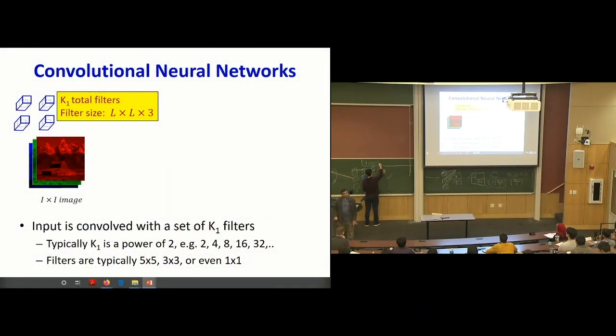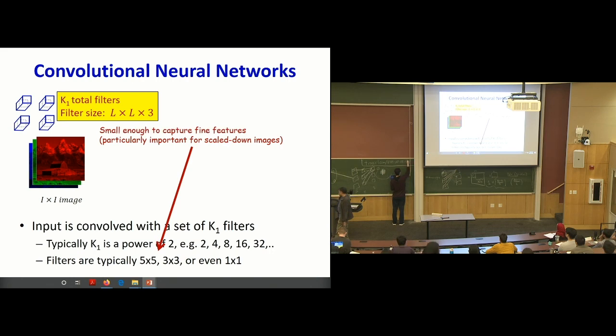And you're going to have, for the first layer, some K1 filters. Each filter will be looking at some L cross L region of the image. So the actual number of parameters is going to be L cross 3 per filter. And the number of filters typically is going to be some power of 2. And the L cross L filter sizes are going to be 5 cross 5, 3 cross 3, or even 1 cross 1. So they must be small enough to capture fine features, particularly for scaled down images.